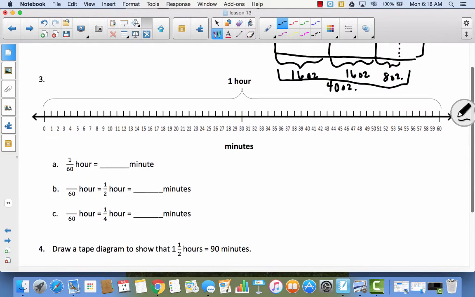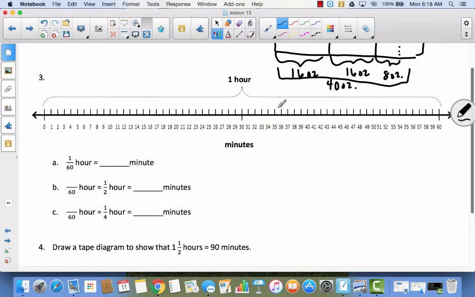Okay, so now let's talk about time. You can see that we have a number line. I'm glad that they didn't make us draw this, that they drew it for us. But you can see that this hour has been divided into 60 equal parts, and each of these parts represents 1 minute. So if I had 1/60th of an hour, that would be how many minutes? Well, 1, right? If I had half of an hour, what do you think? Well, half is right in the middle. So that would be 30 out of 60, which is equal to 30 minutes. Well, what about a fourth?